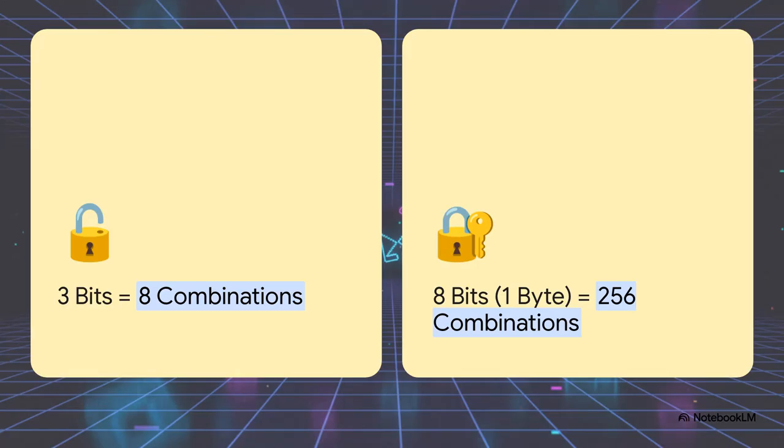Just look at this. With only 3 bits, or 3 fingers, you only have 8 possible on-off combinations. But with 8 bits, which has a special name, it's called a byte, you suddenly have 256 combinations. Every single bit you add doesn't just add one more option, it makes the code exponentially harder for someone to crack. It's not just a rule someone made up, it is pure math.